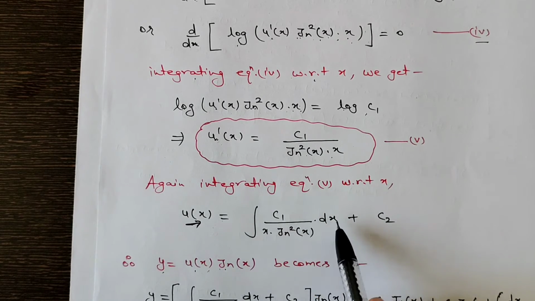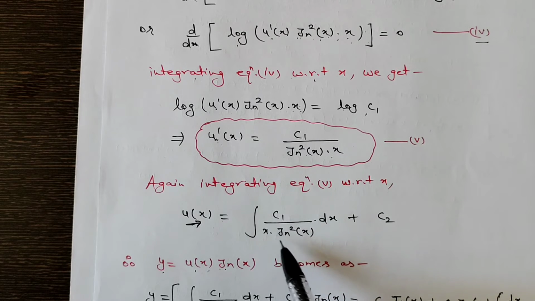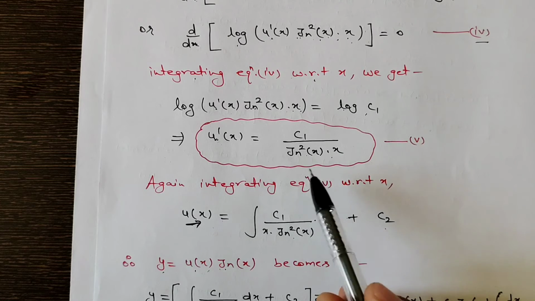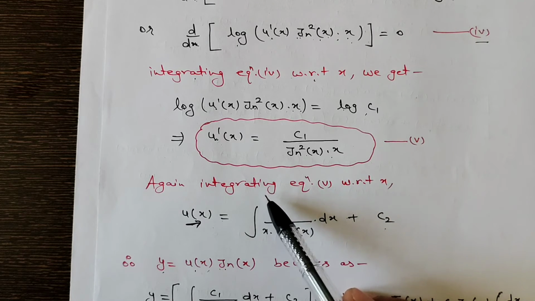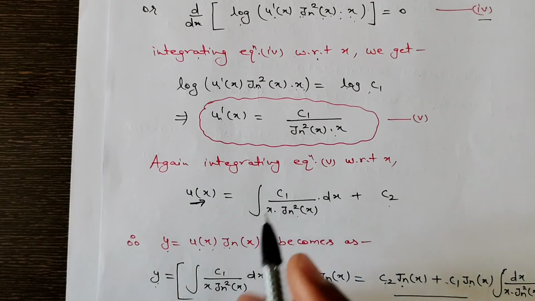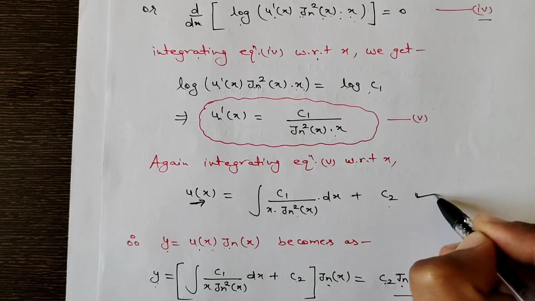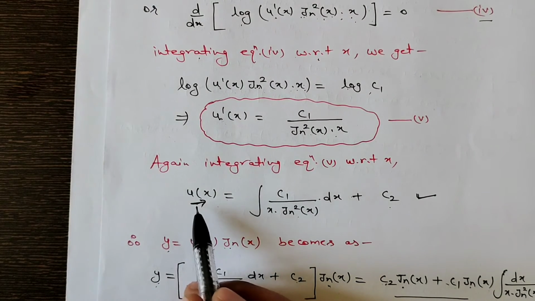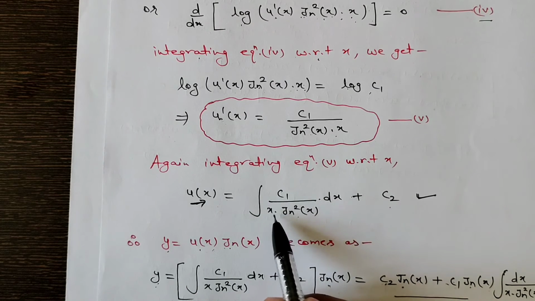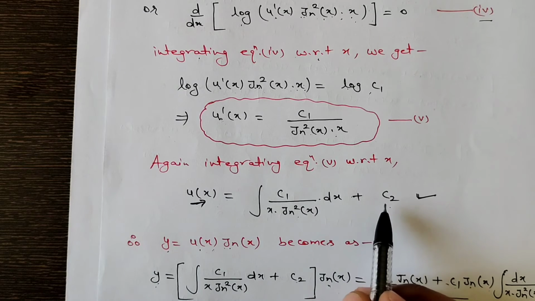So this integration with respect to x, it is c1 over x into jn square x, plus some other constant of integration, because now you are performing integration a second time, so there will be one more constant of integration, and I had marked this as c2. Clear? So that is the required expression for ux, which is in terms of integration of c1 over x into jn square x dx plus c2.